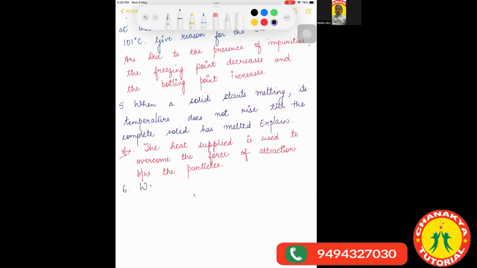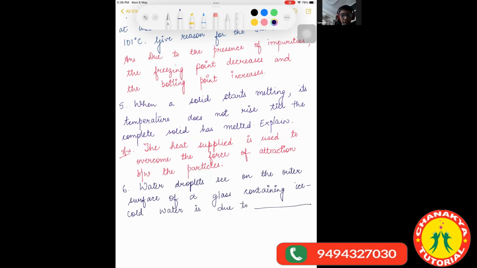Next, water droplets seen on the outer surface of a glass containing ice cold water is due to, Sampath. Ma'am, it's due to condensation of the water vapor. Yes, ma'am. It is due to the condensation. This we have, you must have written in the test yesterday. Also, I gave you the same.